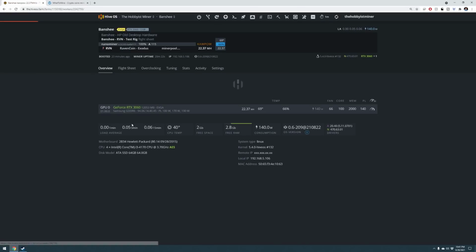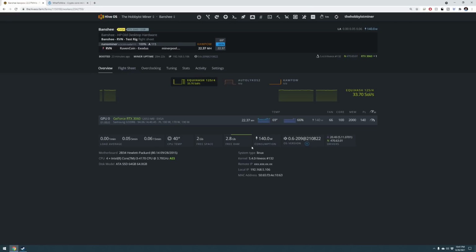My room's getting really warm in there. I turned off the fan so I can record the video. So that's why you guys are seeing these temperature alerts.